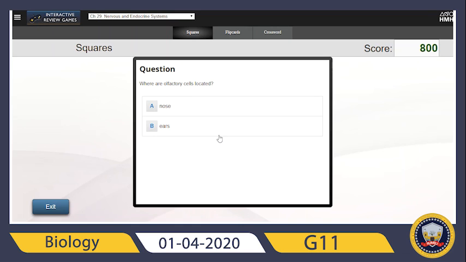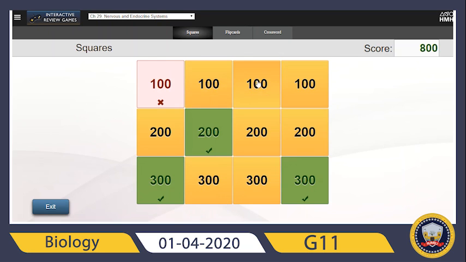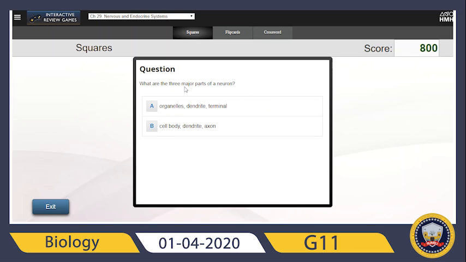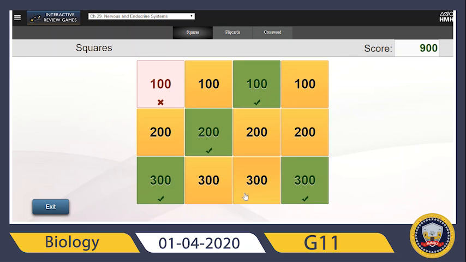Now, let's try this. Where are olfactory cells located? Nose or ears? Olfactory, do you remember? Ears. No, it's nose. Let's try this. What are the three major parts of a neuron? Organelles, dendrite, terminal, cell body, dendrite, axon. So, the neuron is composed of what? Let's see this. Correct. 900 points.